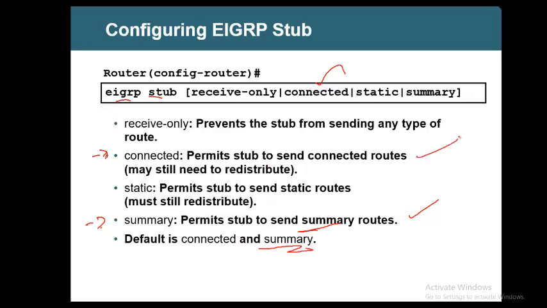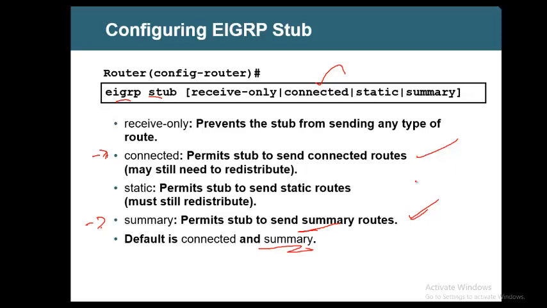So stub connected we know, stub summary we know. I repeat, stub connected will advertise only the directly connected network. If there is any summary route, it will not advertise. If there is any other network learned from the downstream, it will not advertise. When I configure EIGRP stub summary, it won't advertise connected. It advertises only the summary route, if any, on the router.